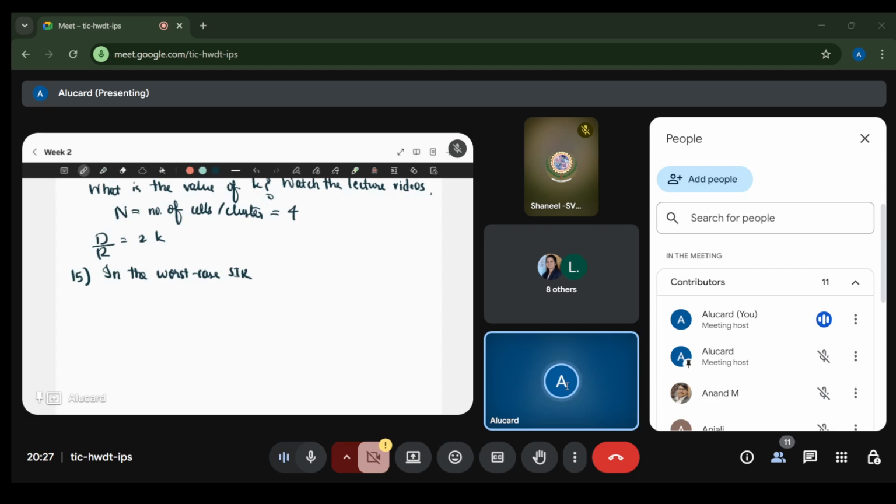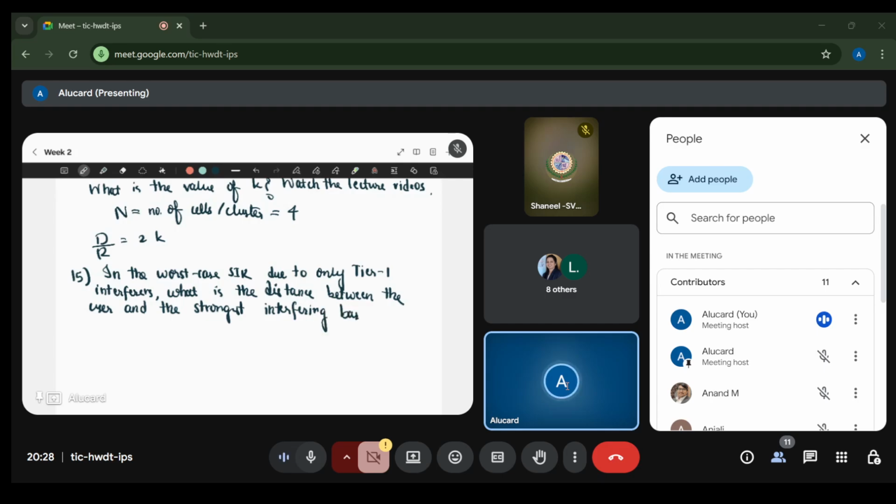Question 15: in the worst case SIR due to only tier 1 interference, what is the distance between the user and the strongest interfering base station?